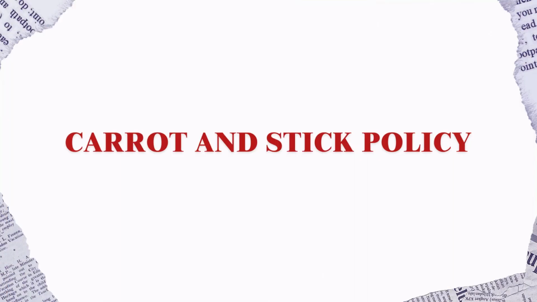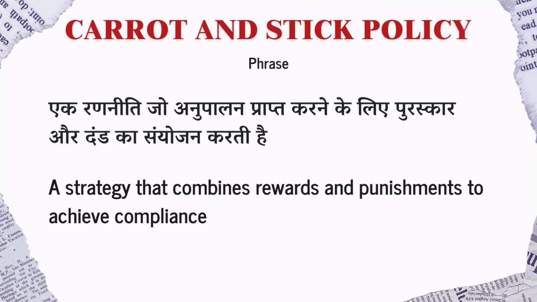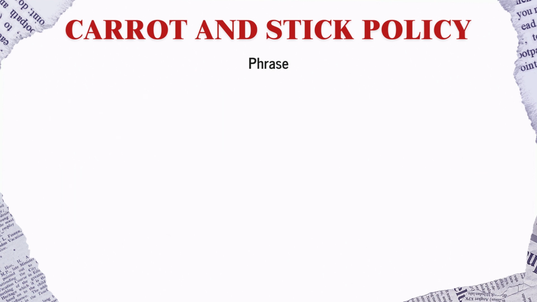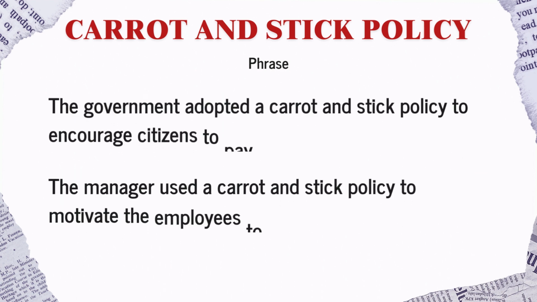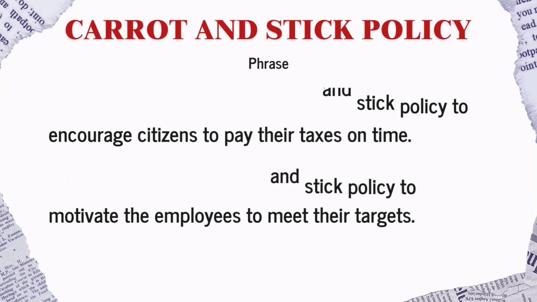Now let's explore the phrase carrot and stick policy. It refers to a strategy that combines rewards and punishments to achieve compliance. In simple words, it means using both incentives and penalties to motivate or control behavior. For example, the government adopted a carrot and stick policy to encourage citizens to pay their taxes on time. Another example is, the manager used a carrot and stick policy to motivate the employees to meet their targets.